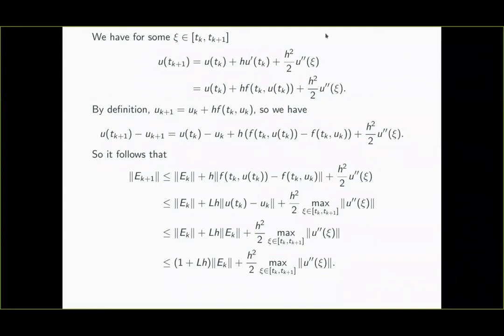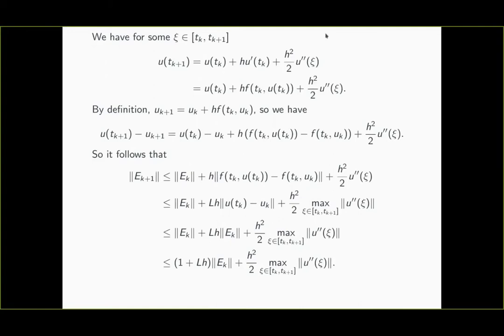So if we take the Euclidean norm on both sides, and on the right-hand side apply the triangle inequality, then we get the following upper estimate, namely the error k plus 1 is bounded in norm by the Euclidean norm of the error k, the error at time step tk, plus h times the Euclidean distance of f of tk, u of tk and f of tk, uk, plus h squared over 2 times u prime prime of psi.